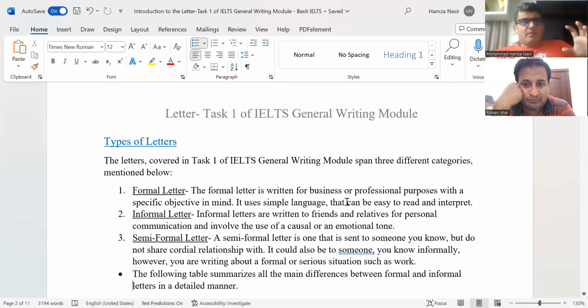It should be relevant, because at the workplace you have to come across lots of documents. You have to read lots of letters, so it has to be very, very relevant as well as to the point. It should be easy to read and interpret. This is what you need to understand in regards to formal letters.